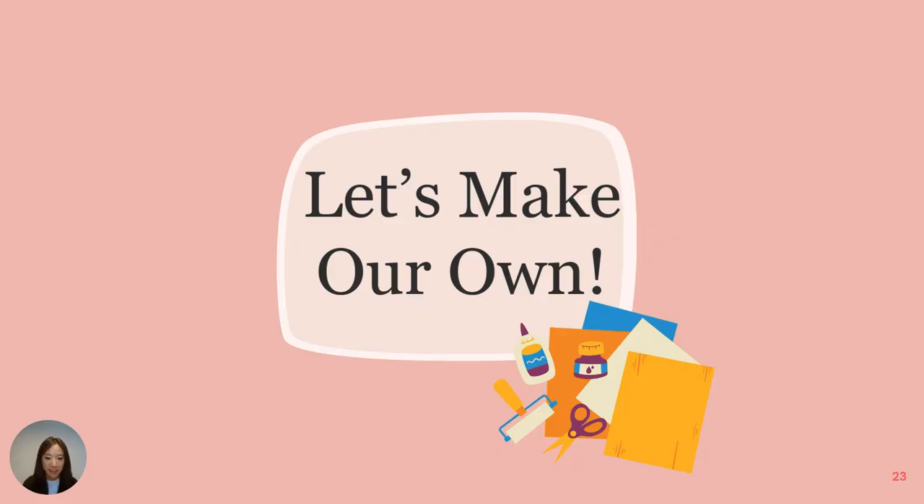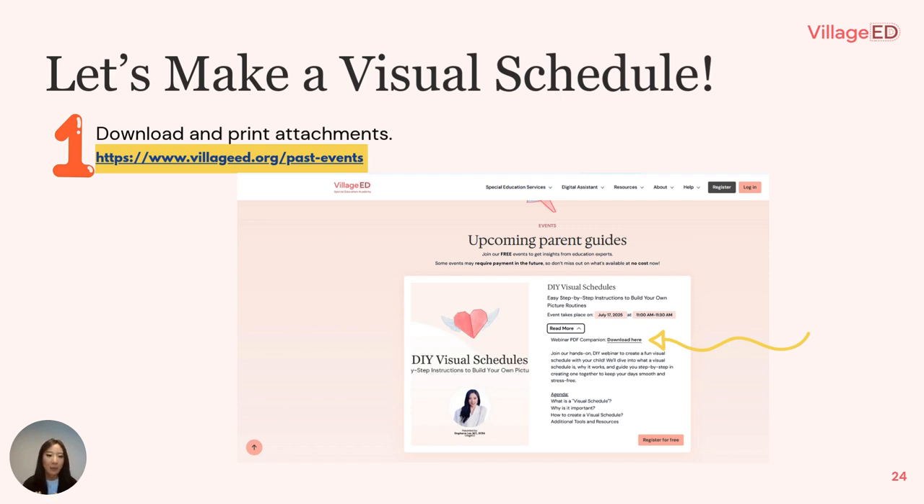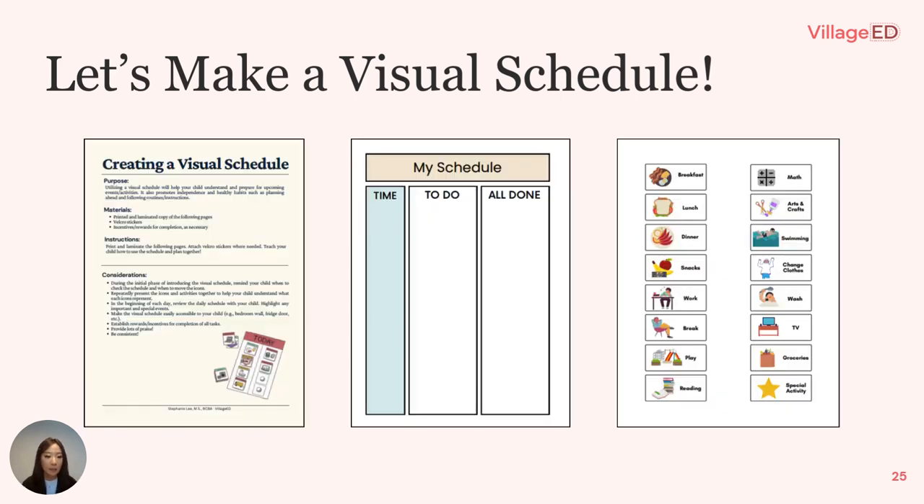So let's make our own. Once this webinar is done, it will be updated on our VillageED website, and you'll be able to find this recording on villageed.org past events. And there you can see an option for you to download an attachment that I provided. If you do download that attachment, you're going to see 3 pages on there. The first one is just a refresher, a recap of today's webinar. The last 2 pages are the visual schedule itself. This is what you want to print.